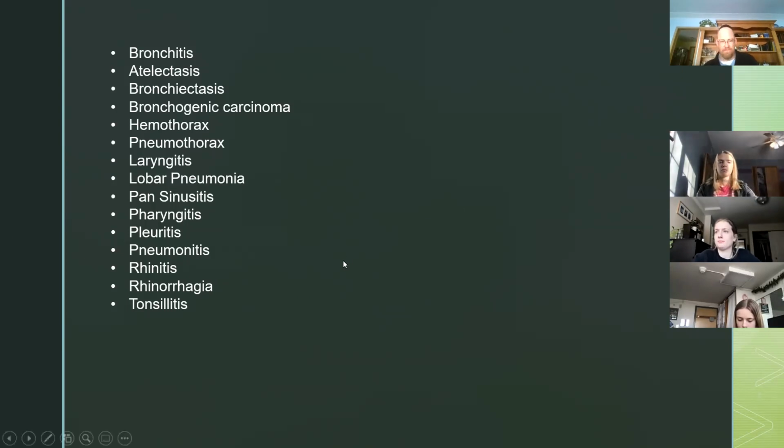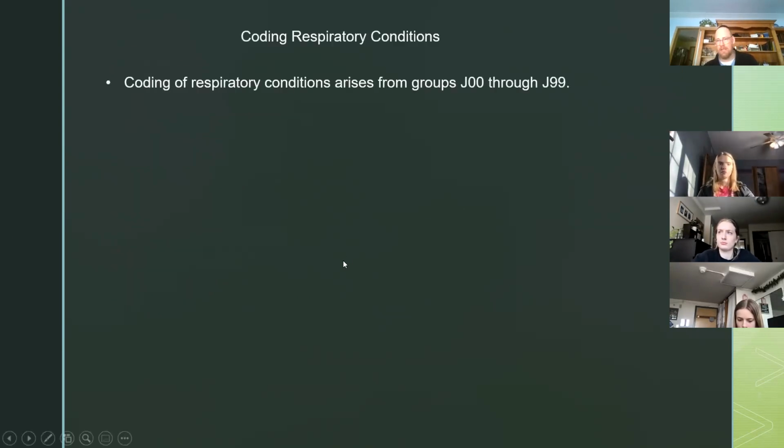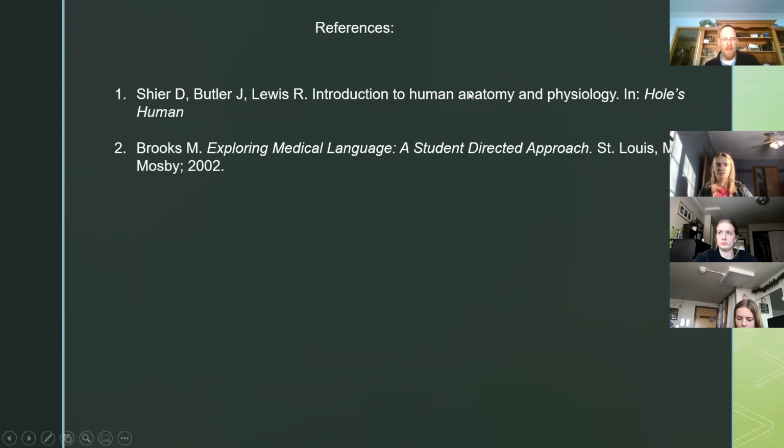Okay, friends. Coding of respiratory conditions rises from groups J00 through J99. Yay, fun. Okay. All right, guys, that is, wow, we're done 22 minutes early.